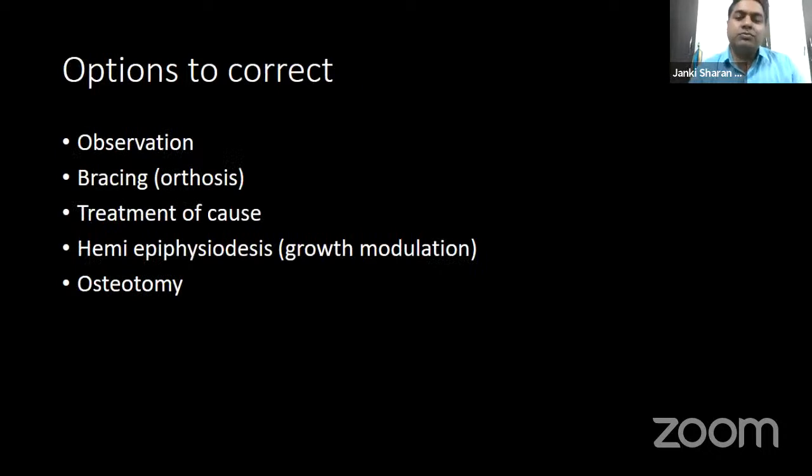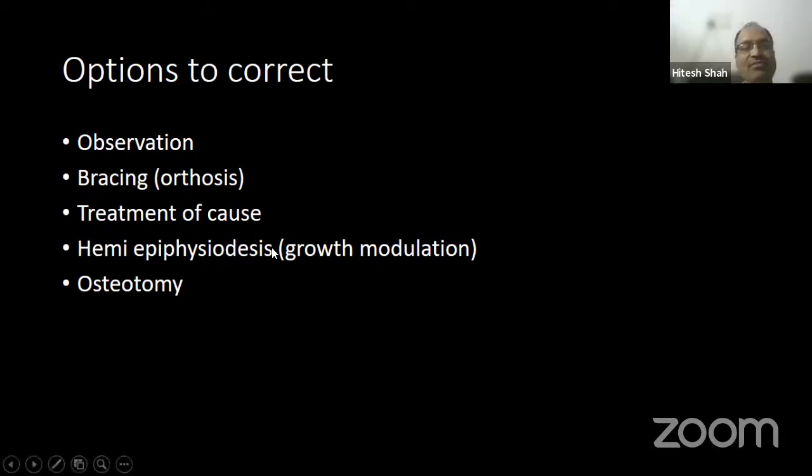And probably they all should know about the mechanical axis, what it is, and then they can understand. And by convention, as sir mentioned, for the tibial side it is MPTA, and for the femur side it is the distal femoral lateral angle. So that you should know. Yes, sir.